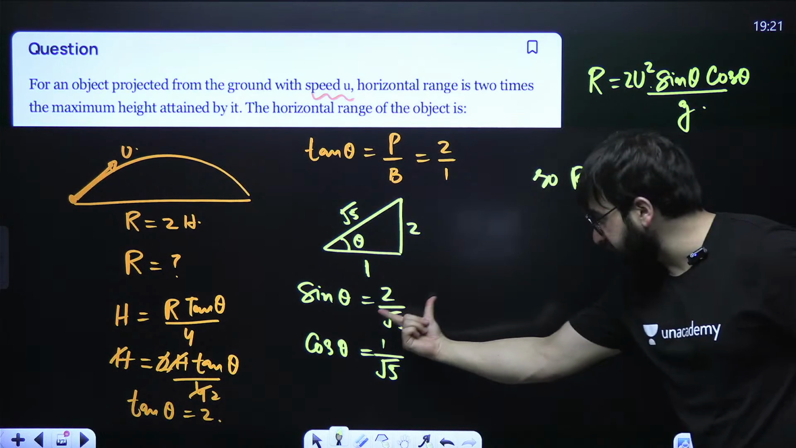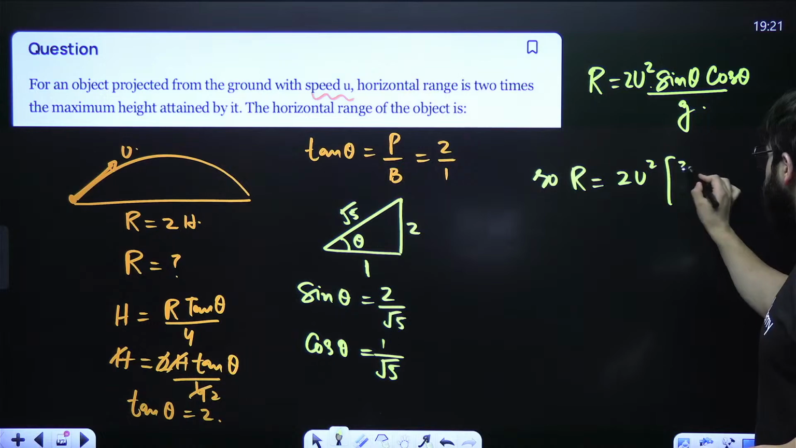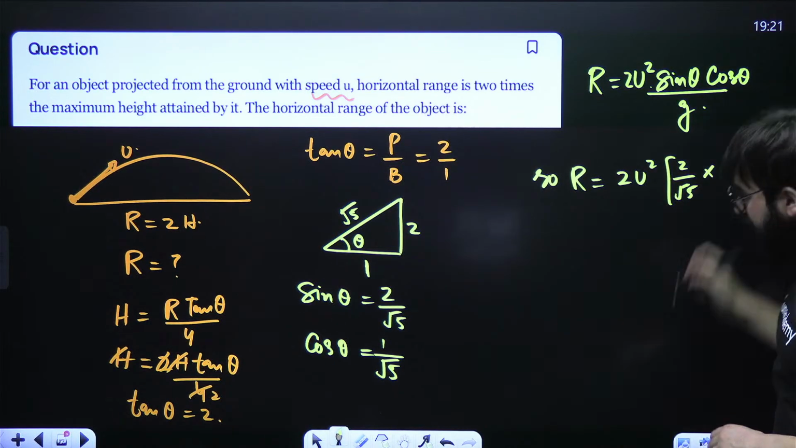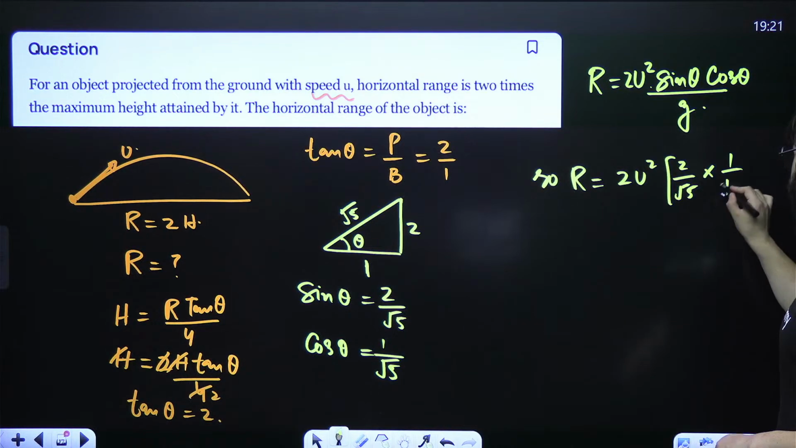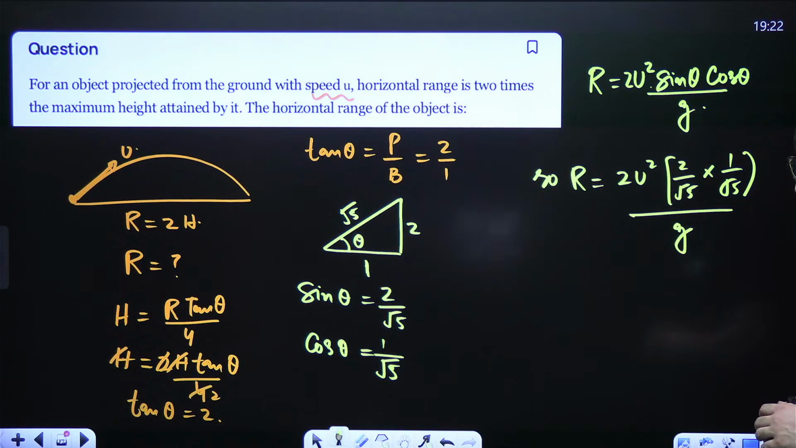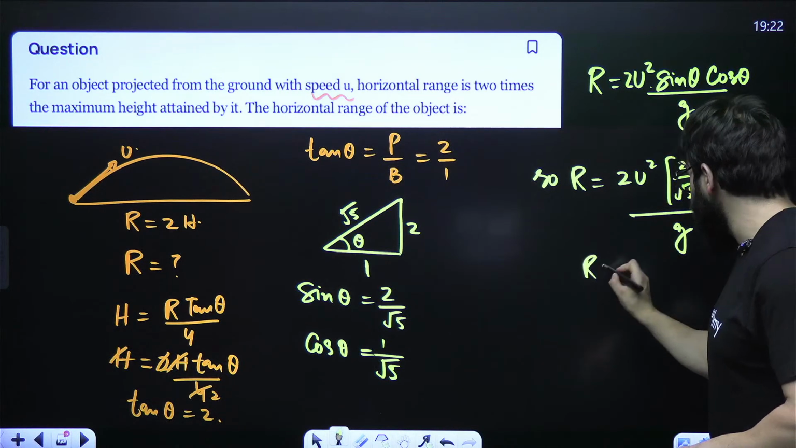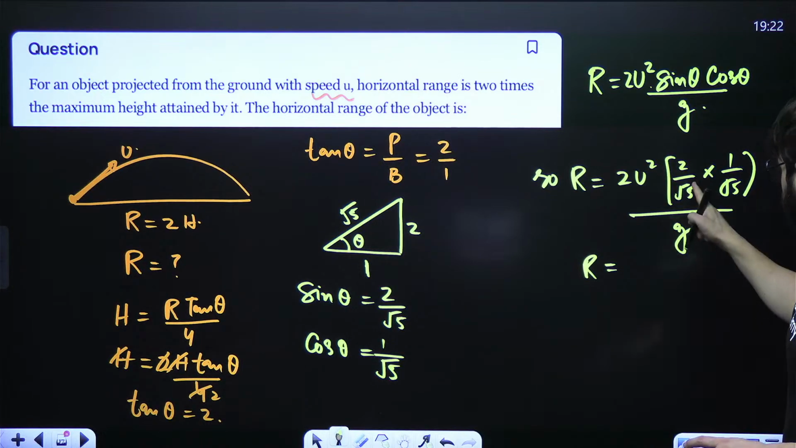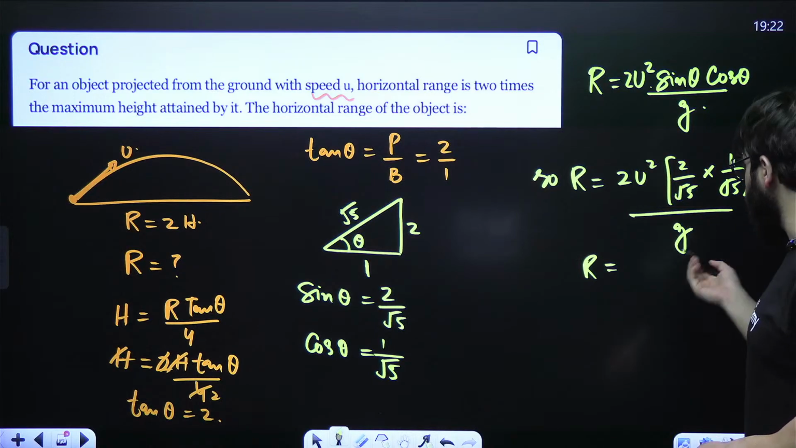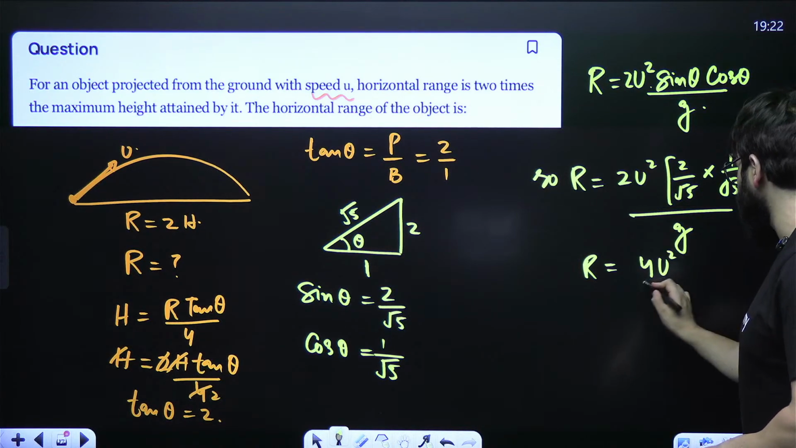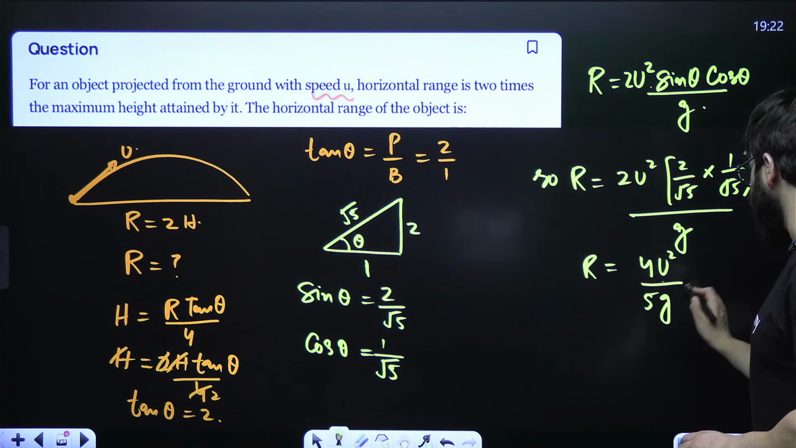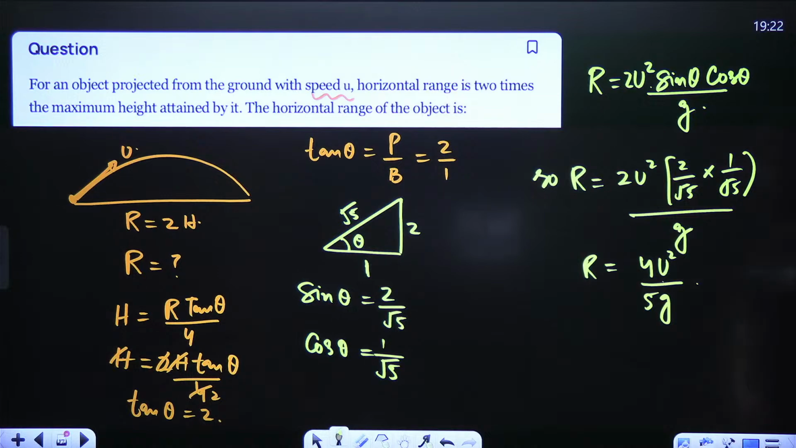What is the value of sine theta? That is 2 by root 5. So 2 divided by root 5. And what is the value of cos theta? That is 1 by root 5. And divided by g over here. Now, guys, can I say in this particular case, this R will come out to be? This is 2 into 2 is, we say, sir, 4. Root 5 into root 5 is 5. So this is 4u square divided by 5g, which is exactly the answer in this particular case.